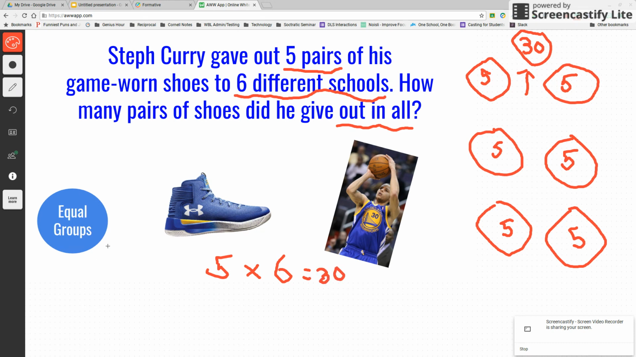So the first few problems you're going to deal with are these equal groups, where they're going to give equal groups of something to different types of groups. Our groups here were schools, giving out 5 pairs each. So that's your first goal, is to go and try to solve those problems. Good luck.